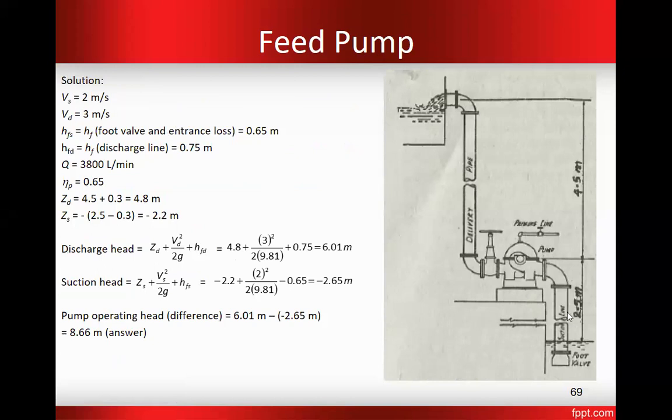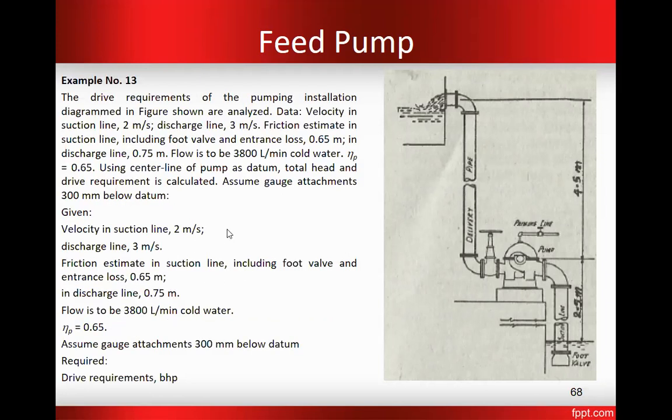Solution, based on suction velocity is 2 meters per second. Based on discharge, it is equal to 3 meters per second. The friction loss is H of Fs equal to H of F to foot valve equal 0.65. H of F discharge is 0.75. Q, liters per minute. Pump efficiency is 0.65. Then sa equation mo, ito, di ba, sa Bernoulli, kailangan mo ng Z sub D, which is 4.5 plus 0.3. Ito yung nasabing 300 mm below that tube.